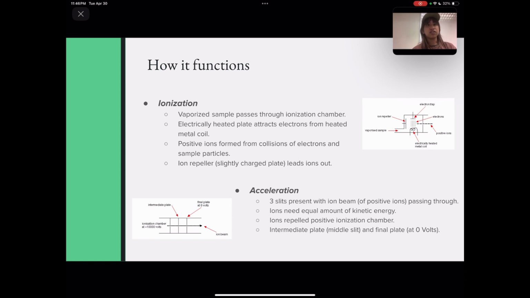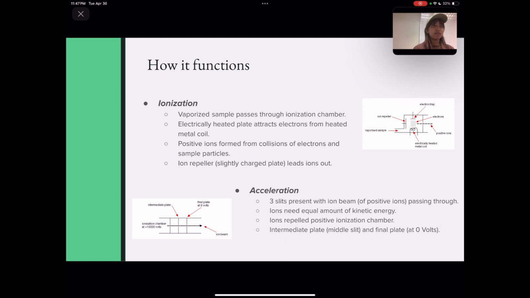The next step being that of ionization. This is where it's vaporized and passed into an ionization chamber. Inside this chamber, there is a plate that attracts electrons and then a heated metal coil that is giving off these electrons. Because of these electrons, positive ions can be formed because of the sample atoms and these electrons bumping into each other, picking up positive charges, which then gives the positive ions we use in the mass spectrometer. An ion repeller then leads these ions out, so they're able to go into the next few steps.